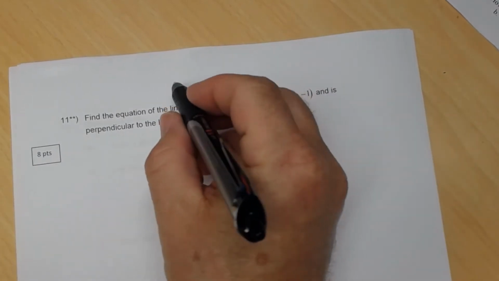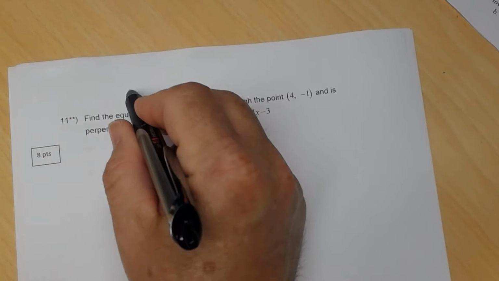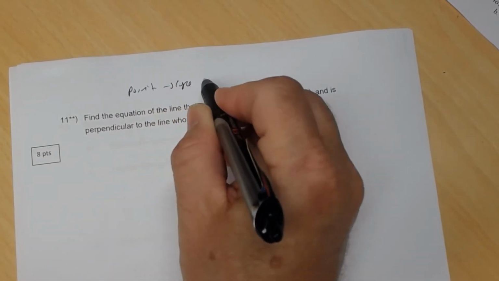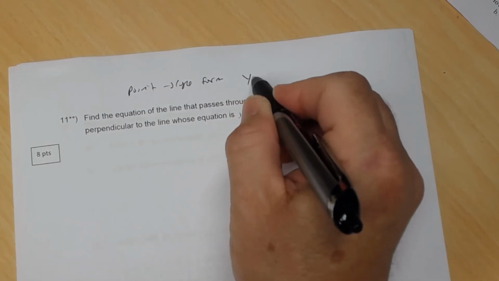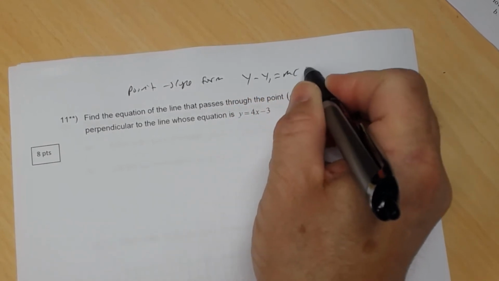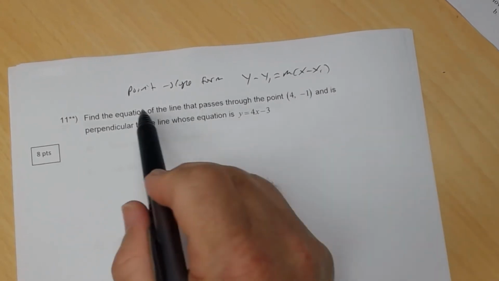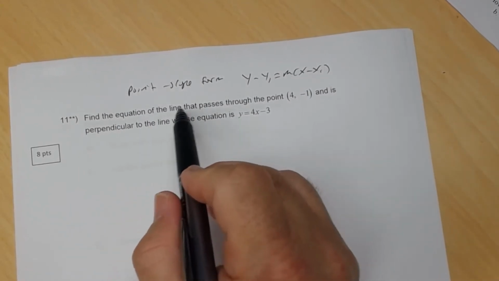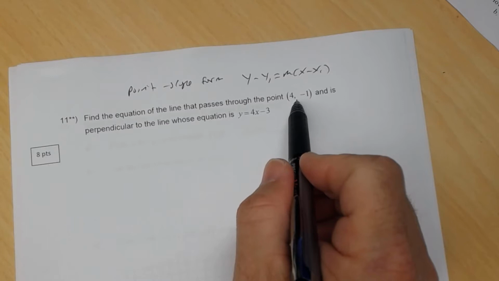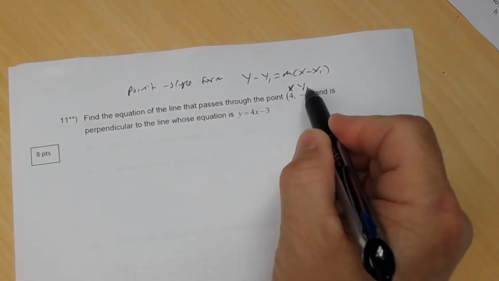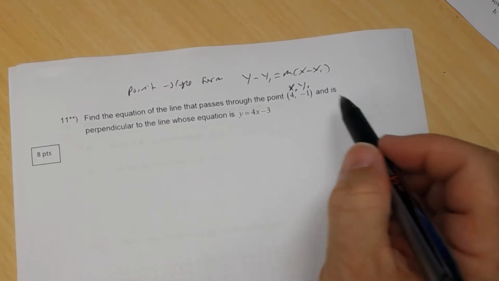And remember, we have to use point slope form here, which is y minus y1 equals the slope times x minus x1. In order to use that form, I've got to know the slope of my line. All I know is that it goes through this point, so this is your x1 and this is your y1. That's all you know. You've got to find the slope.